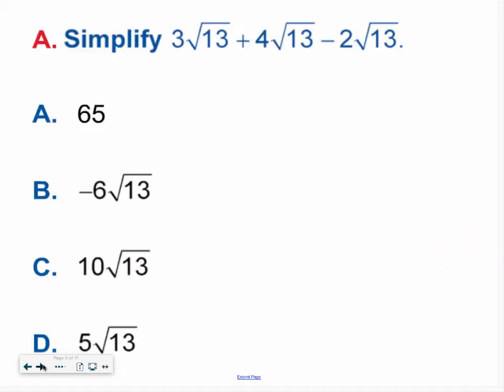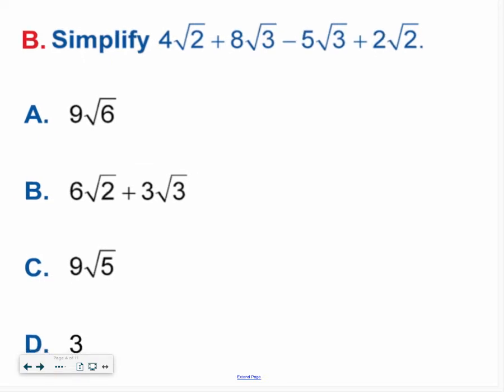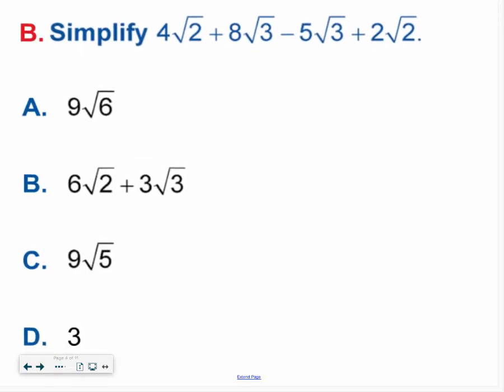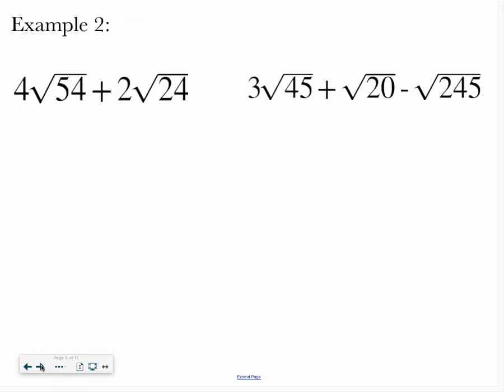Alright, why don't you go ahead and try one on your own. Good luck. Hopefully for this one you said the answer was 5 square root of 13. If you have questions, let me know. Try one more. Hopefully for this one you said 6 square root of 2 plus 3 square root of 3. Again, if you have questions, ask either myself or a friend.